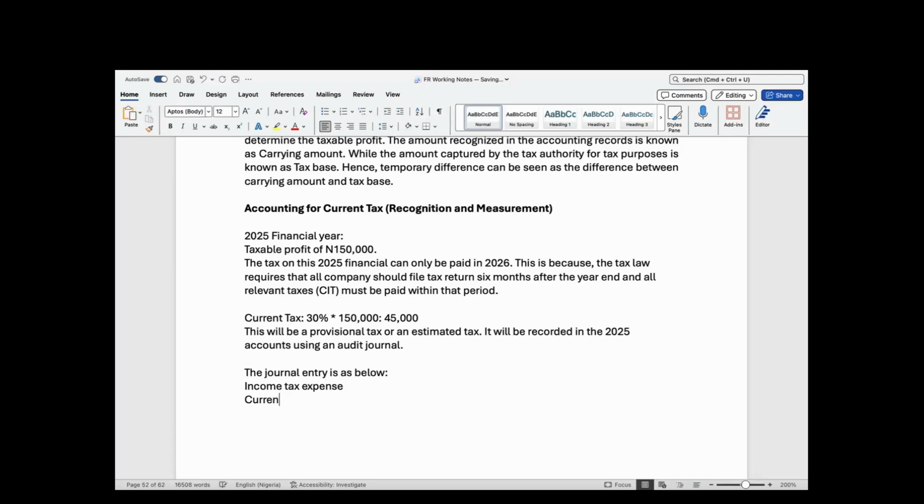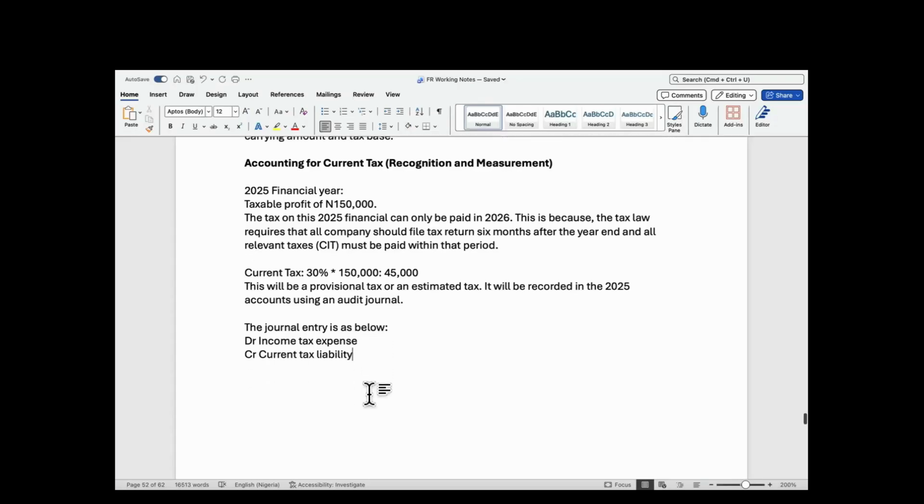And you haven't paid it, we'll have a current tax liability. And you know that anything expense is usually debited, and anything liability is usually credited. So you're going to debit expense in your P&L with 45,000, and you're going to credit your tax liability with 45,000. All this, so then your account is complete.